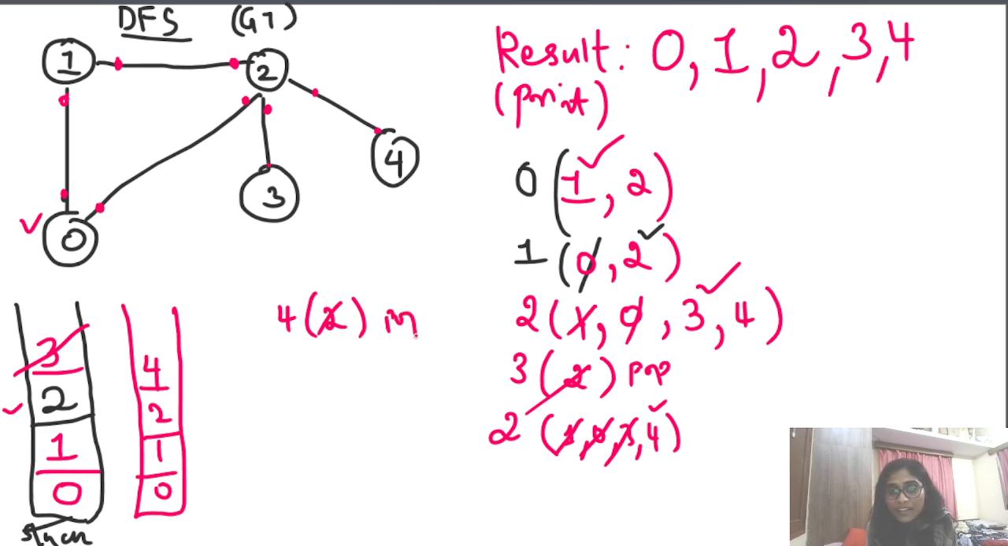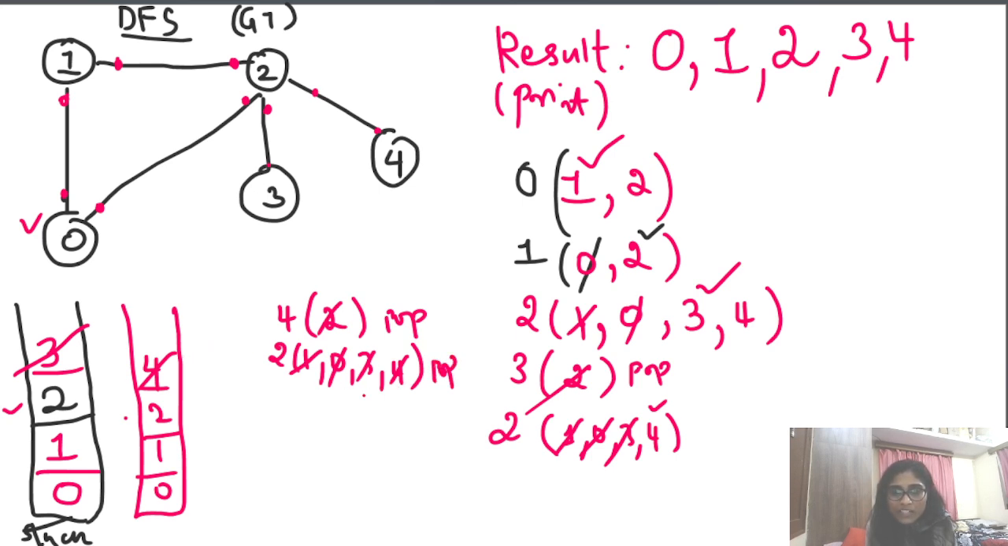Now pop the number that is on top of the stack. What is the number that is there? Okay, pop that 4 out. Now we'll try to explore 2. 1 is an adjacent friend, 0, 3, and 4. 1 already got processed and printed on the screen. 0 already printed. 3 already printed. 4 already printed. So basically nothing has to be pushed onto the stack.